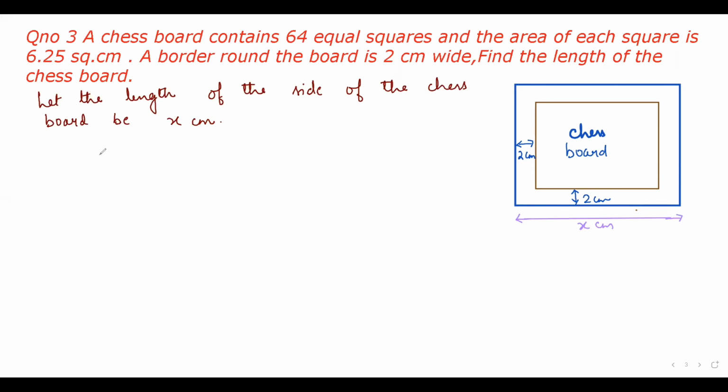Now area of 64 squares will be how much? If this is x, the whole is x, then from this length, 2 will be removed from here and 2 from here. That is, this will be x minus 2 minus 2.